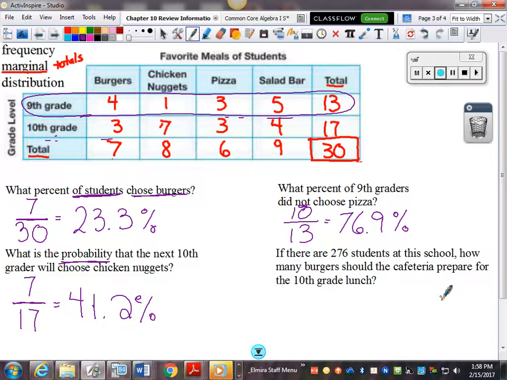So the last kind of question you could be asked is, if there's 276 students at this school, how many burgers should the cafeteria prepare for the 10th grade lunch? Okay, so 10th grade lunch, burgers is 3 out of 30. And we're taking out of the total of 30 because we're setting up a proportion.